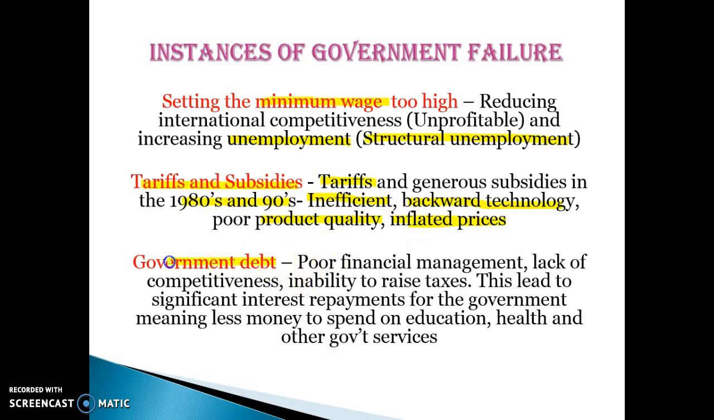Another instance of government failure is the high level of government debt. In the 80s and 90s, and again in recent times, Australia's government debt is now about $250 billion. The government owes other countries about $250 billion because we're running budget deficits. That's been mainly because of poor financial management. It's often because our companies haven't been competitive enough, so we aren't generating enough company tax, and an inability to raise taxes. The problem is now the government is paying massive amounts of interest on this $250 billion. Every year we're paying, say, $10 billion in interest.